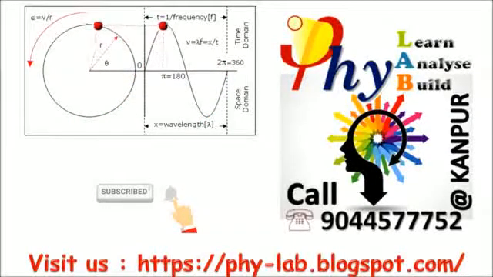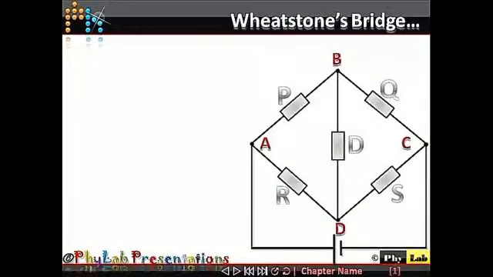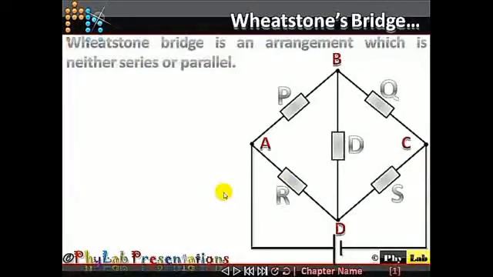Friends, today we are discussing the Wheatstone bridge combination, which is a combination of circuit elements connected across the arms of a quadrilateral and across any one diagonal of that particular quadrilateral.